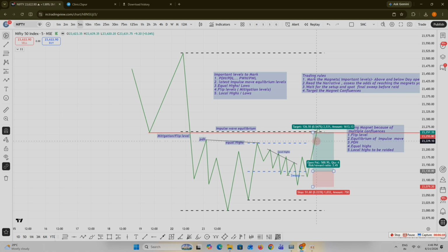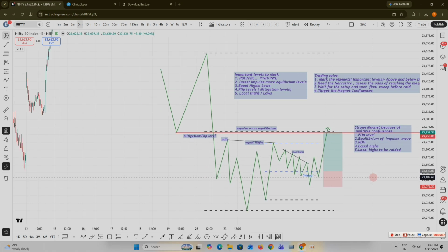This is the setup I'll be looking for daily in the market hours. The structure may vary, but the core principle is the same. I will mark the magnets or important levels, and whenever the price is nearing those levels, I will read the structure. I will wait for one final sweep and I will try to spot the point from where the price may rally towards the confluence of magnets. This is the structure for the buy setup.